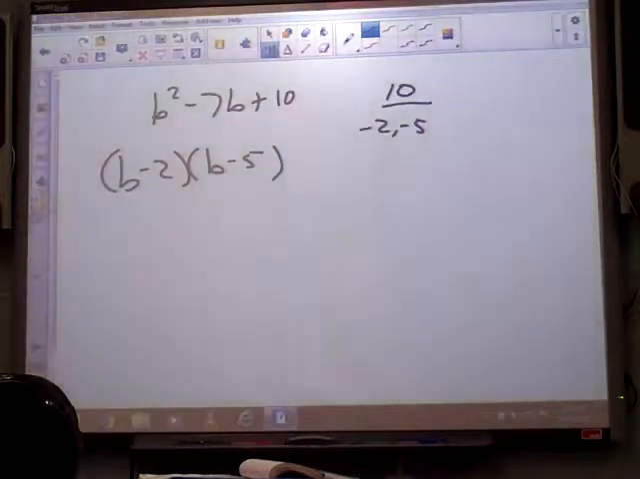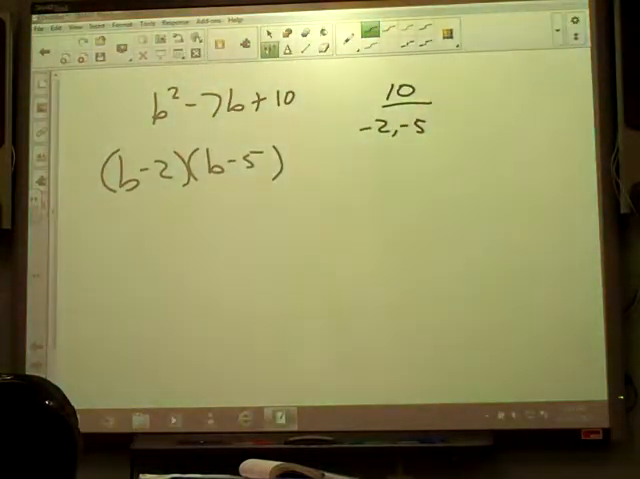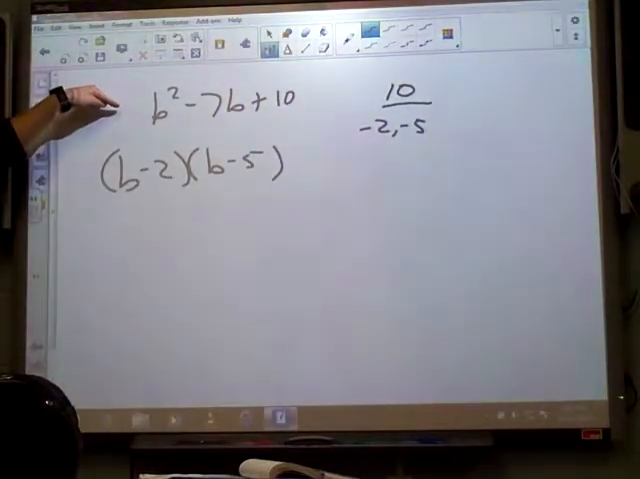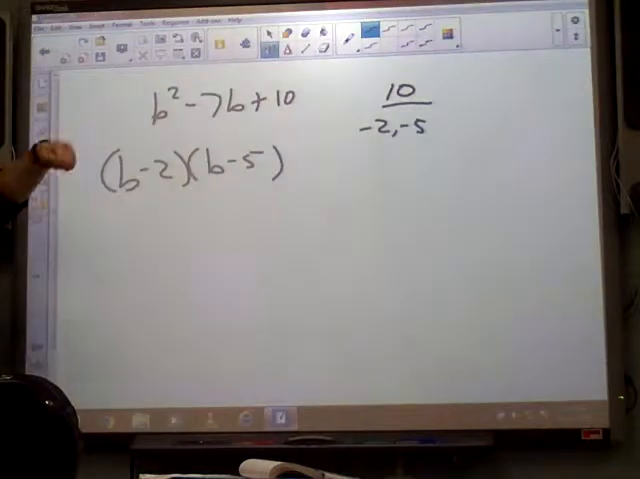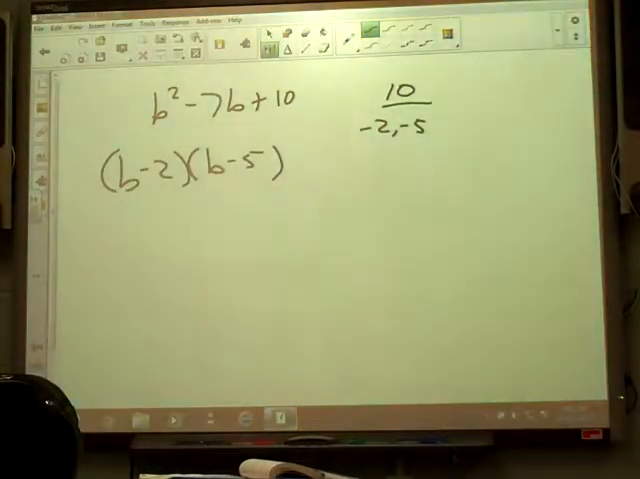If I wasn't sure, if I'm like, oh, that's too easy, how do I know if that's right? What would I do to check my work? Just FOIL this and you'd be back to where you started. Factoring and multiplication run in a big circle. You do it and undo it, do it and undo it. What does FOIL stand for? First, outer, inner, last.